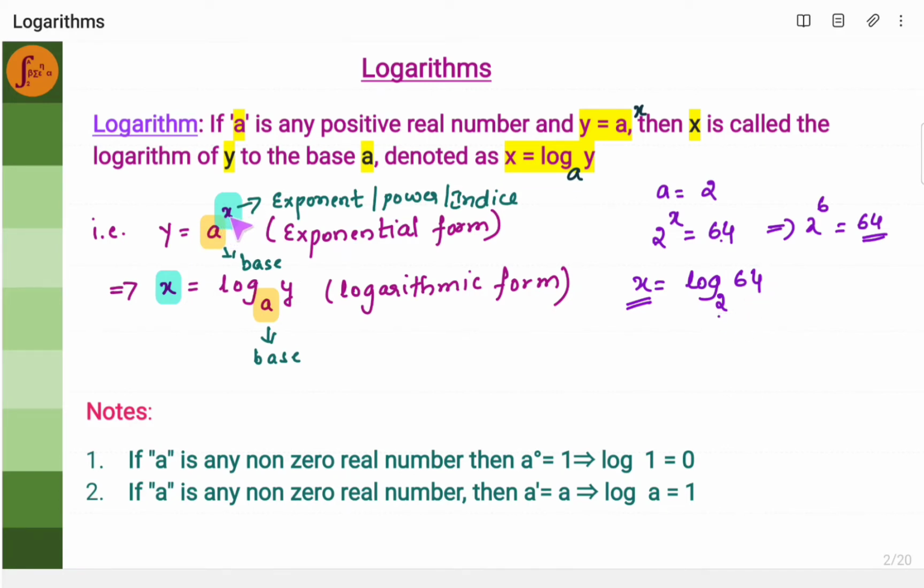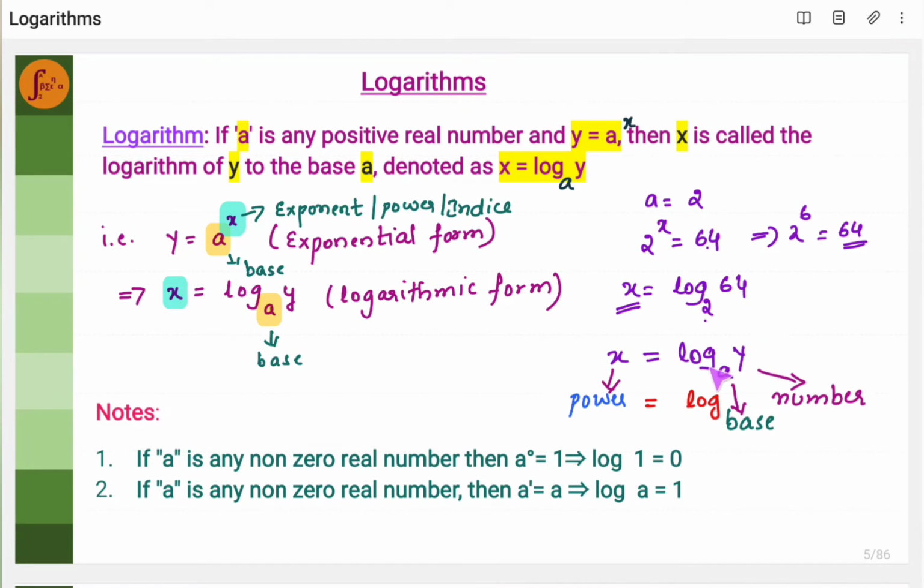So the technique here is, we'll have to take the power like this: x is equal to, take the power equal to, put log, put the number a as base and y. You can remember this as power is equal to log to the base of the number. x is the power, a is the base, and y is the number. So this way we can remember power is equal to log to the base of the number.